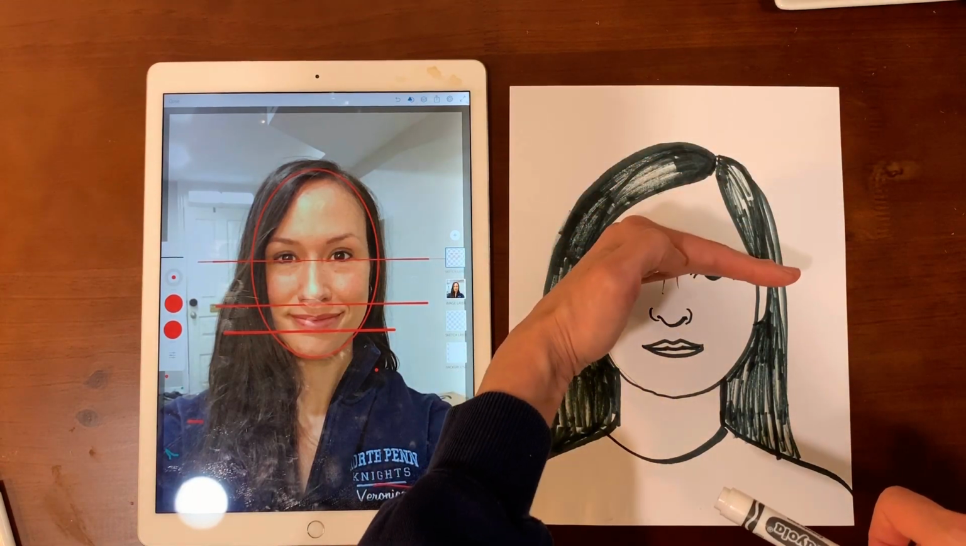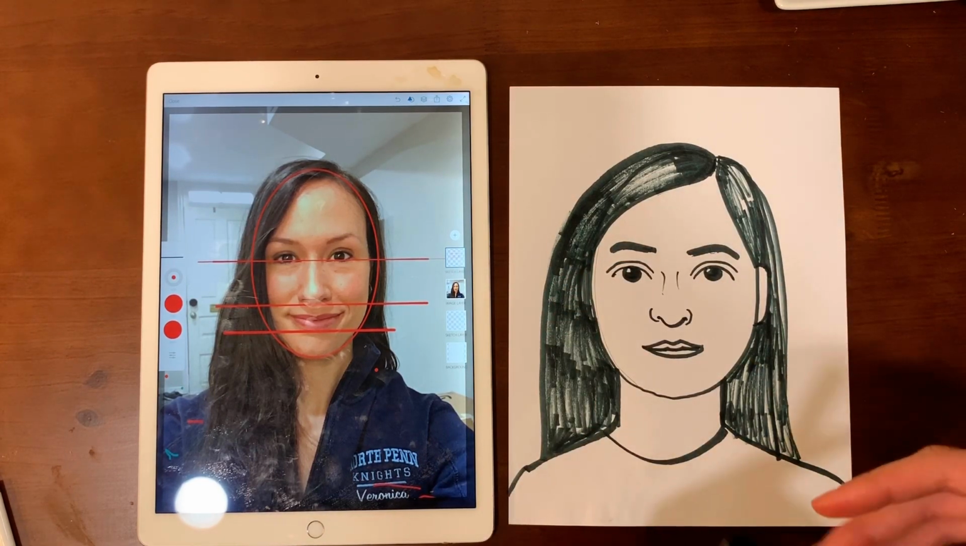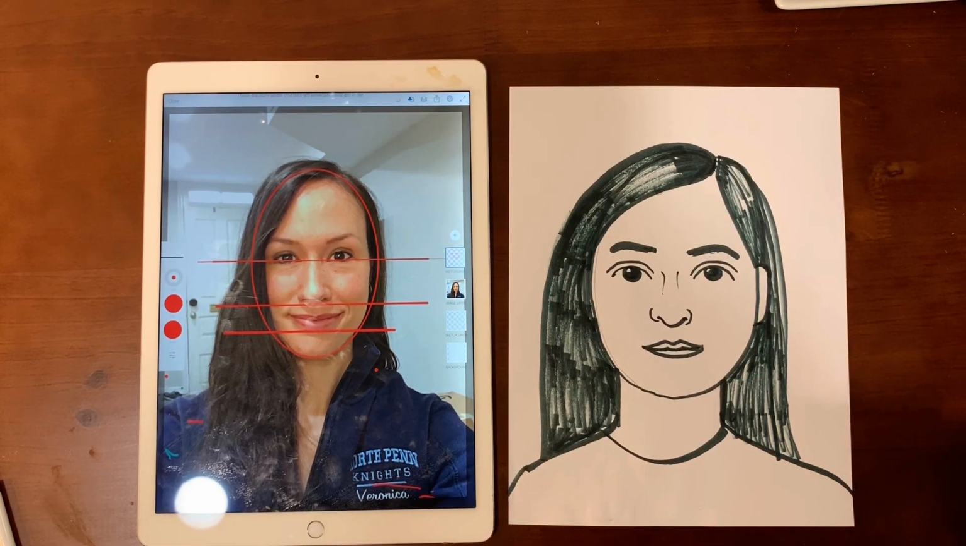Also, I want to challenge you to practice drawing faces. Practice just putting the features of the face, again, the eyes, the nose, the mouth, the ears, in the right spot, and you'll see how much better your pictures become.